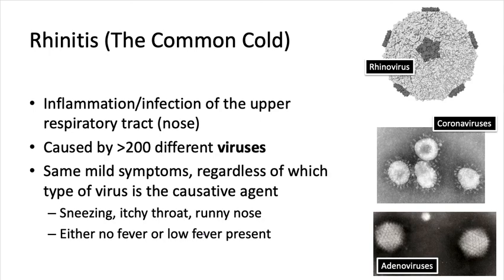normal body temperature. There are over 200 viruses, different viruses that cause the cold. Not just different mutated strains, but completely different unrelated viruses. Many of them belong to the rhinovirus family. Some of them can be coronaviruses. So coronaviruses are not new to the scene. We do have coronaviruses that can cause mild upper respiratory infections. And then adenoviruses are another family of viruses that can cause upper respiratory cold infections.